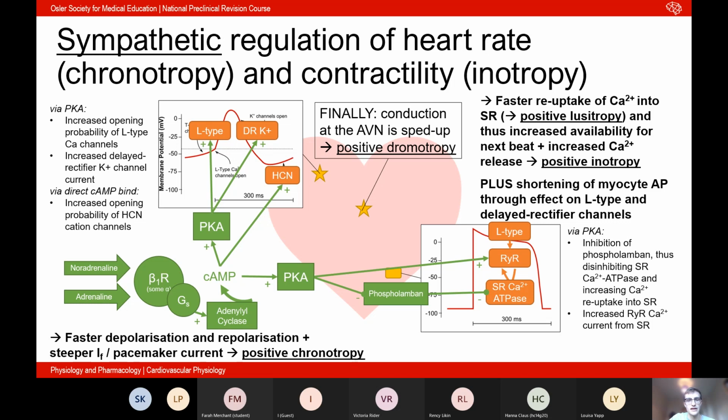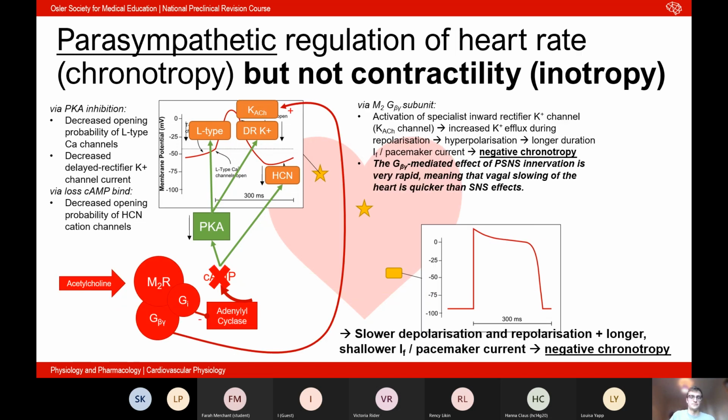You do also get this effect at the AV node as well, which you don't really need to know much about, but just to know that all of these together increase the rate and force of cardiac contractions. By contrast, parasympathetic regulation of the heart affects the heart rate, but less so the contractility. It doesn't really act on the ventricles as much.